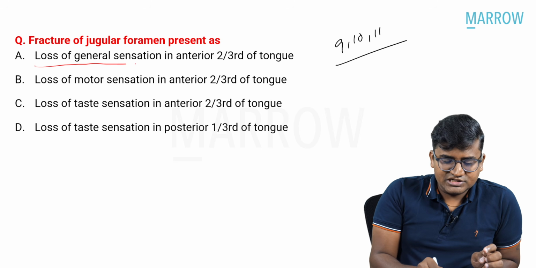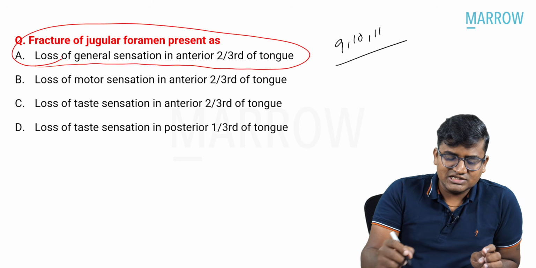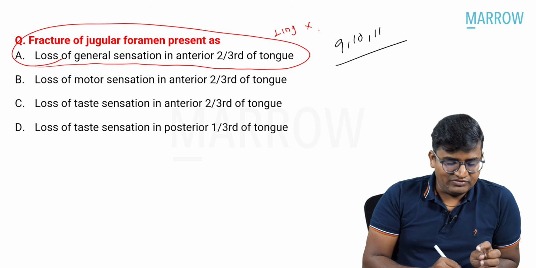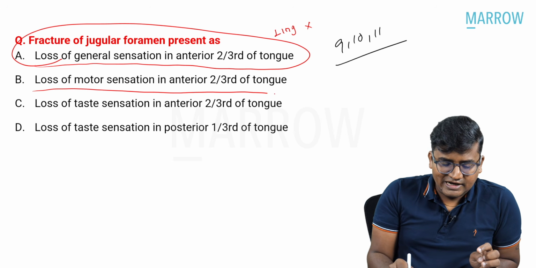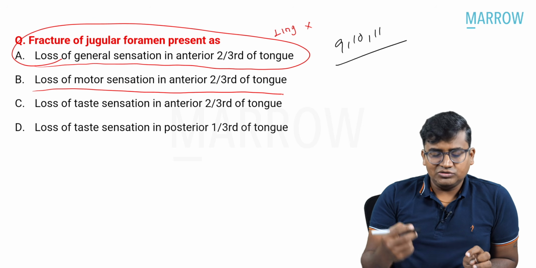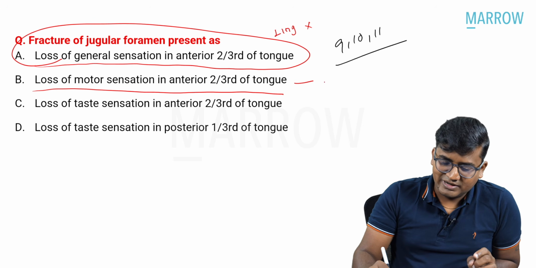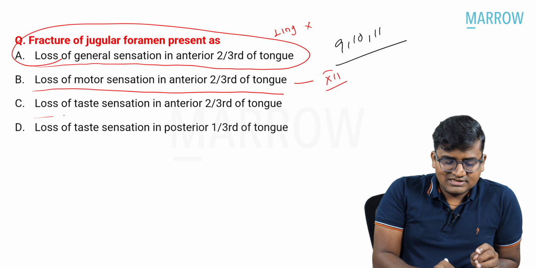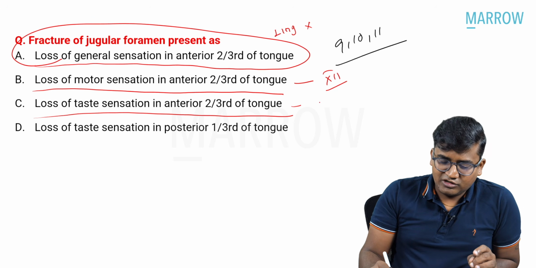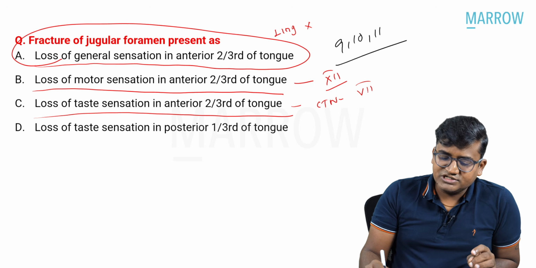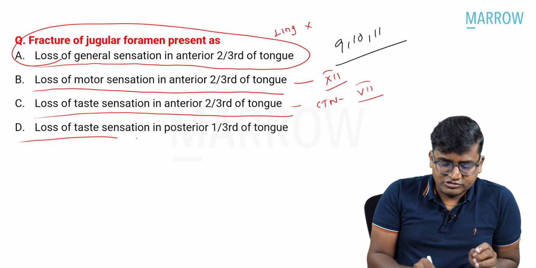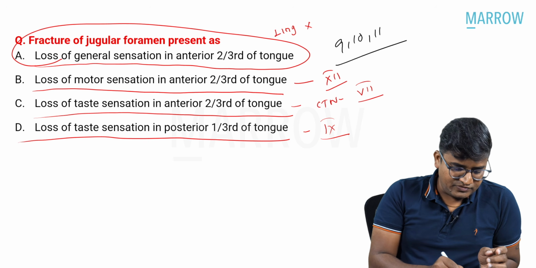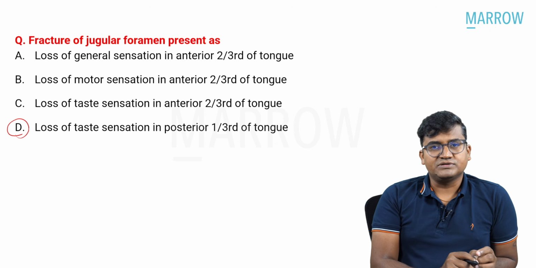Now, loss of general sensation in the anterior two-thirds of the tongue. General sensation in the anterior two-thirds of the tongue is carried by the lingual nerve, so the lingual nerve is not affected. Loss of motor supply to the tongue? Motor supply to the tongue is by the hypoglossal nerve, which again is not passing through the jugular foramen. Loss of taste sensation in the anterior two-thirds of the tongue is by the chorda tympani nerve, a branch of the facial nerve. Loss of taste sensation in the posterior one-third of the tongue is by the ninth nerve. Yes, that is the answer for this question. So D is the answer.